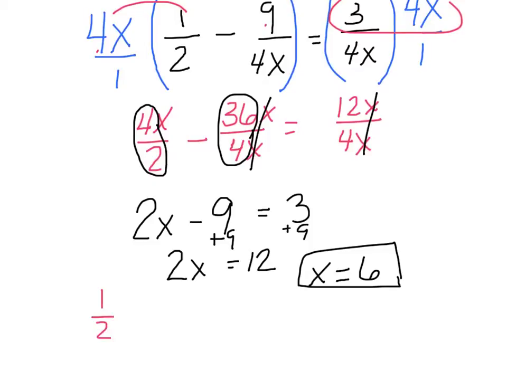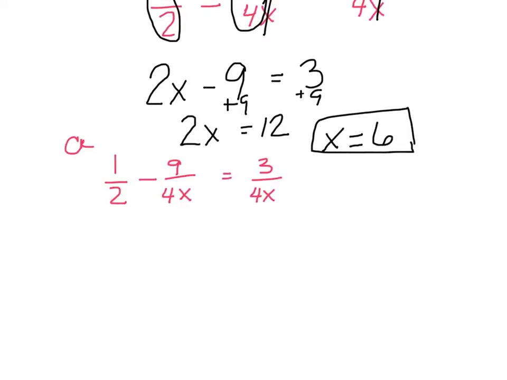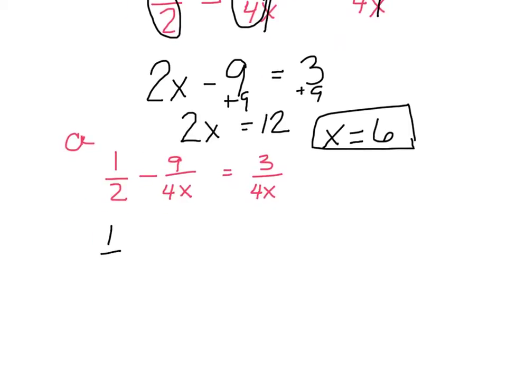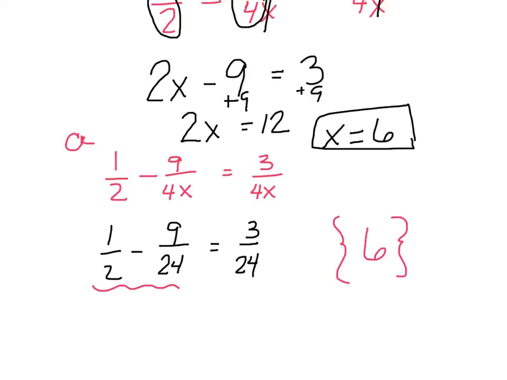So I've got my 1/2, this is my check, minus my 9 over 4x equals my 3 over 4x. Okay, we're just going to plug that 6 in back to check. So I get 1/2 minus 9 over, 6 times 4 is 24, equals 3 over 24. And at that point, I just want to make sure my calculator, this side comes out to equal 3 over 24. You can pause it, see if it works. And I believe it did. So my solution is 6.